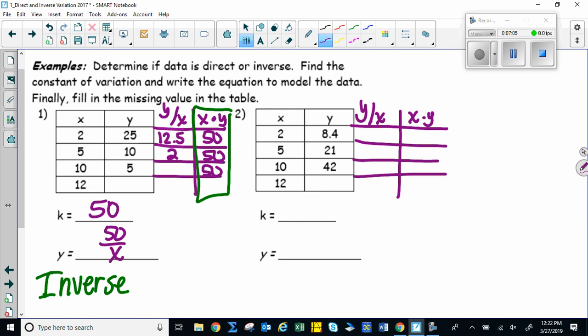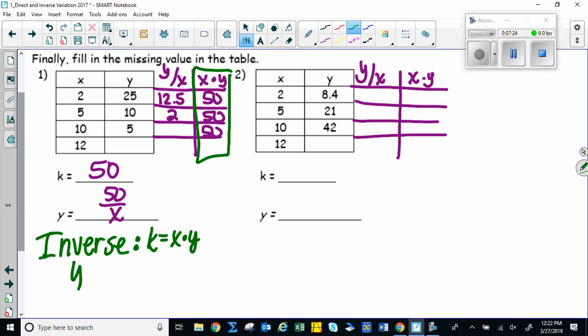Okay? So finding k for inverse variation, k equals x times y, but the equation of inverse variation is y equals k divided by x. So this is finding k, but ultimately you're going to write your equation as k over x. All right, so I have one thing to do. Guys, please, on the quiz every year, I give you a table with one blank. You have to fill in the blank.